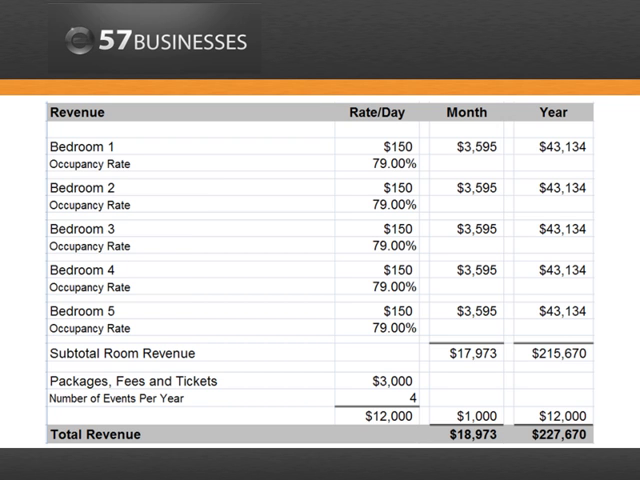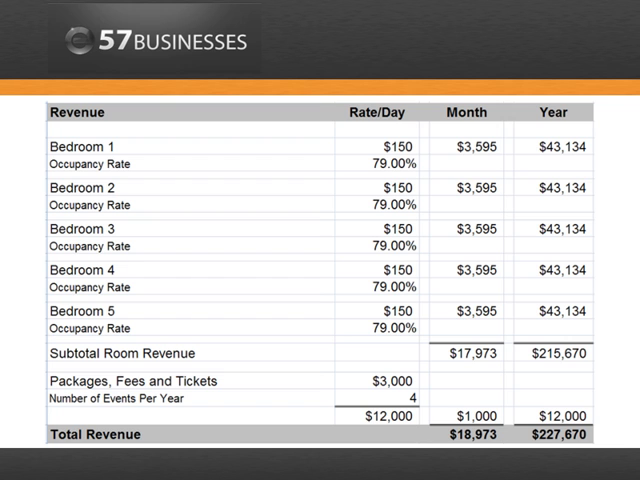As you look down this list, all 5 of the rooms are exactly the same. You're going to see that the total revenue for a month is close to $18,000, and it's going to generate about $216,000 of total revenue for those rooms for a year. Now, at this particular bed and breakfast, they also had 4 events every year that they would sell tickets to, and they'd bring in about $3,000 an event. So that brought in another $12,000.